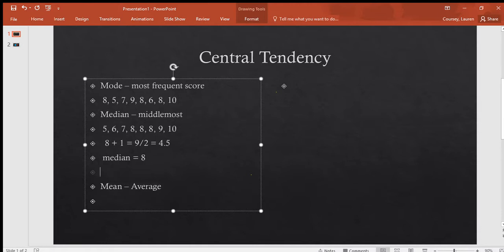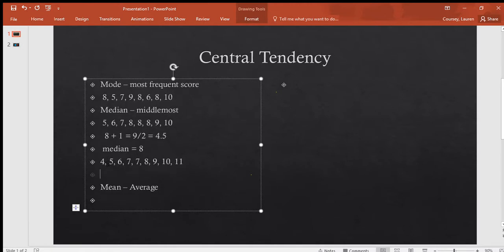All right, so let's do one more of these just because this can be a little confusing. So let's say I have another series of numbers. I have 4, 5, 6, 7, 7, 8, 9, 10, and 11. All right, now I look to see 1, 2, 3, 4, 5, 6, 7, 8, 9. I have 9 scores, so I add 1 to that, which will give me 10. Divided by 2, which will equal 5. So that's the position of my median.